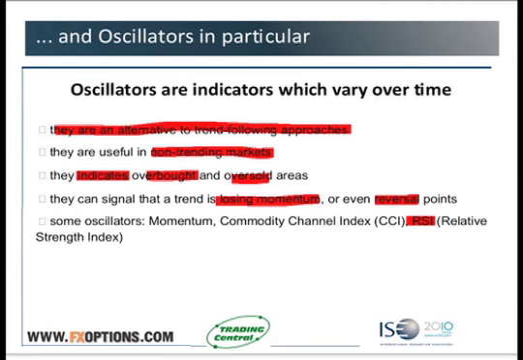Some examples of oscillators, two of the most famous: the RSI, which we will see deeper in a moment, and the momentum. The momentum is one of the first indicators created in the past. It measures the velocity of price changes. It is calculated by subtracting the price of 10 days ago from the last price.